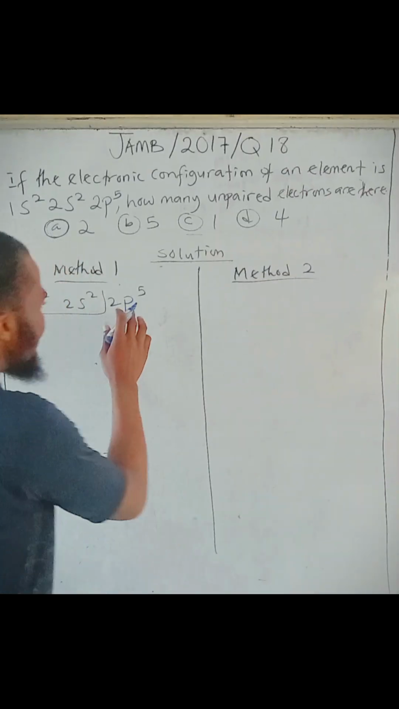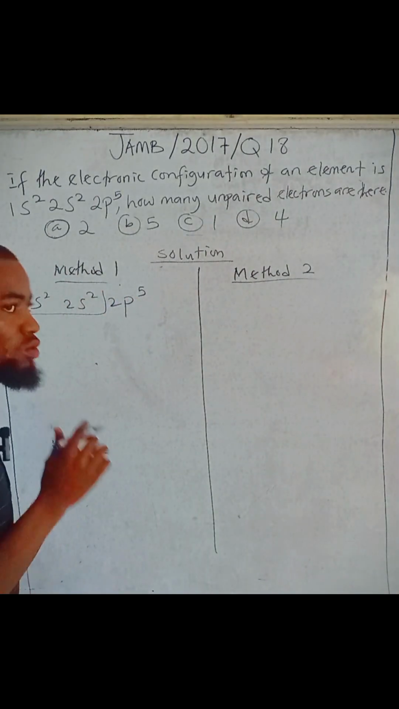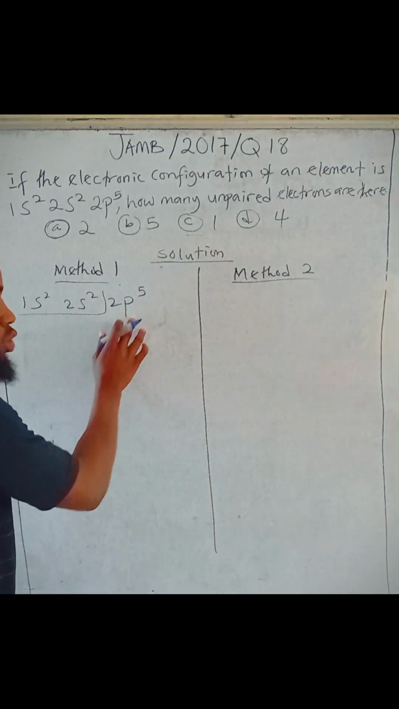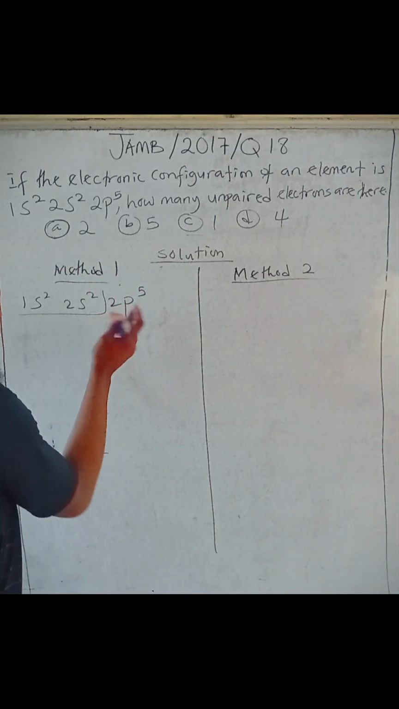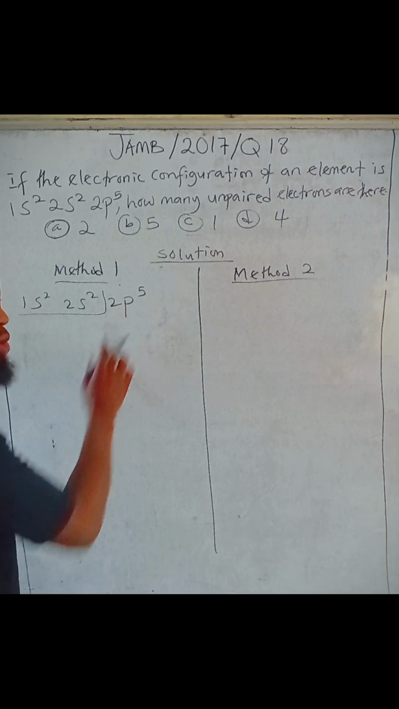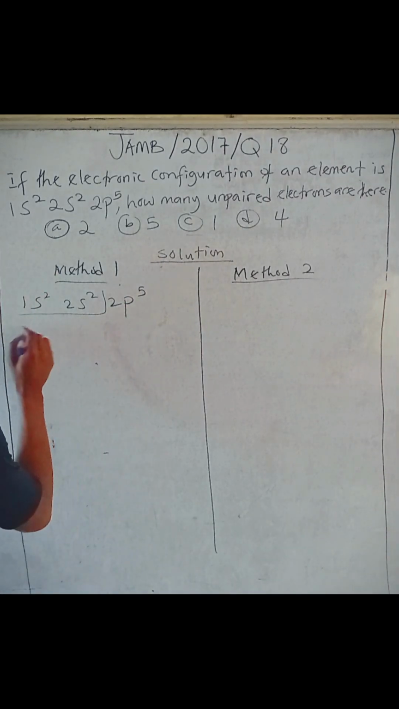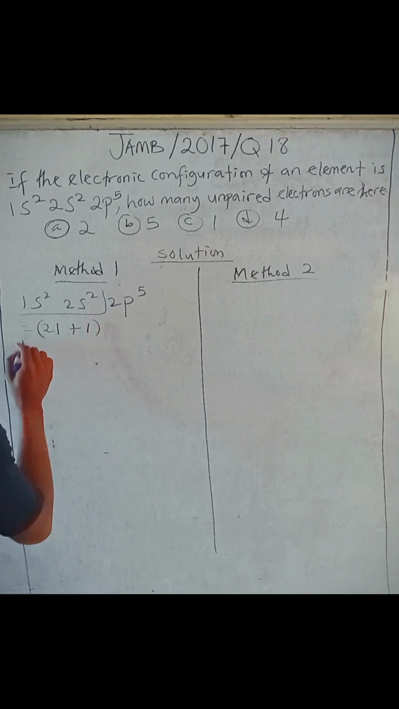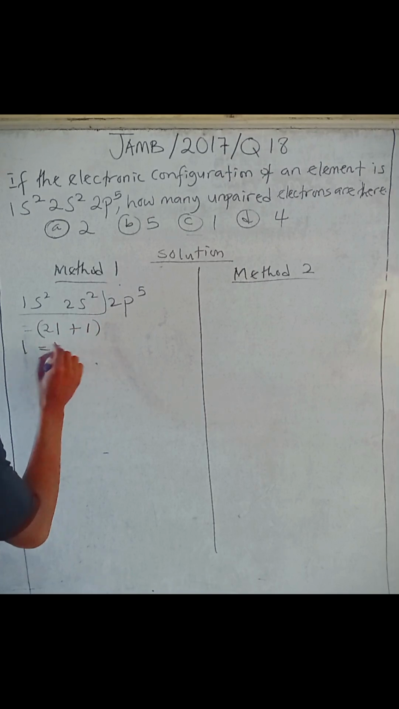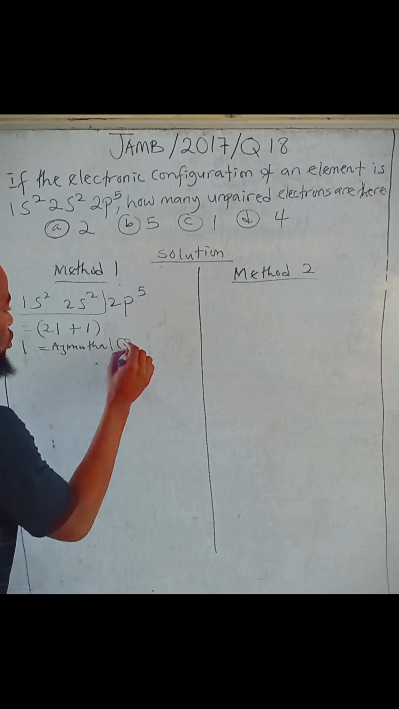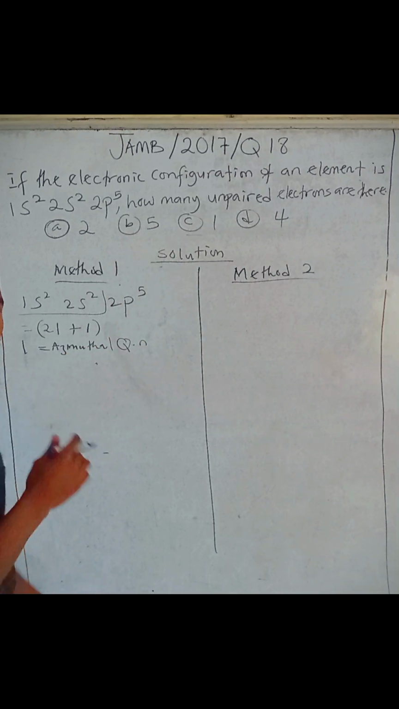Now you check this 2p5, and you are going to draw the orbital diagram. To draw the orbital diagram of 2p5, what you need to know is how many suborbitals you have in the p orbitals. To know that, you use the formula 2l plus 1, where l is called the azimuthal quantum number. Sometimes they call it the subsidiary quantum number.